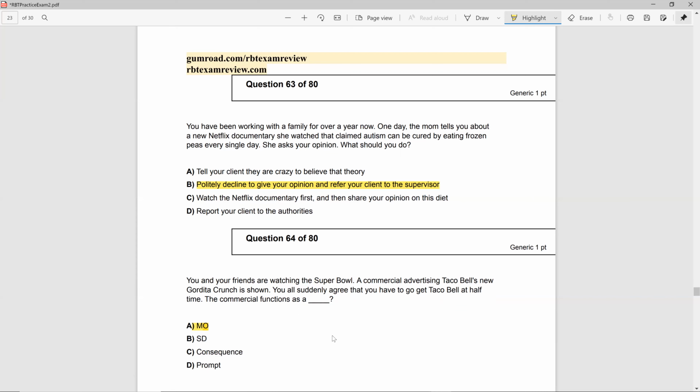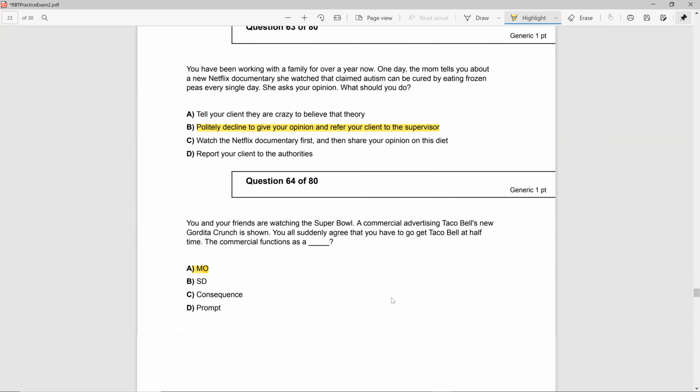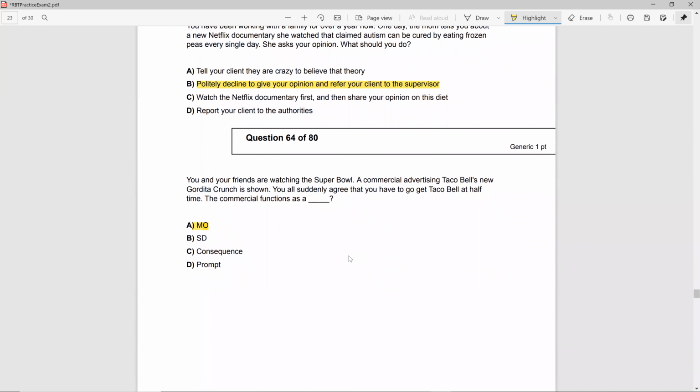Okay. So remember, MOs make you want or not want. SDs signal the availability. Okay. It's going to tell you it's available. All right. That's a tricky question. So go through it a few times. If you have questions about that question, please leave a comment below and I'll be happy to answer them. Okay. Just again, understand that Taco Bell was always available. Only once we saw the commercial did our motivation increase to go get the Taco Bell. Therefore, the Taco Bell value was altered by the commercial, making it a motivating operation.